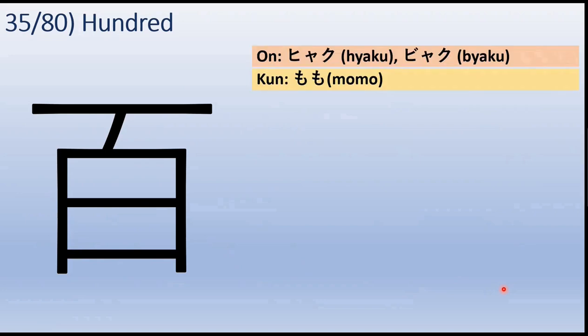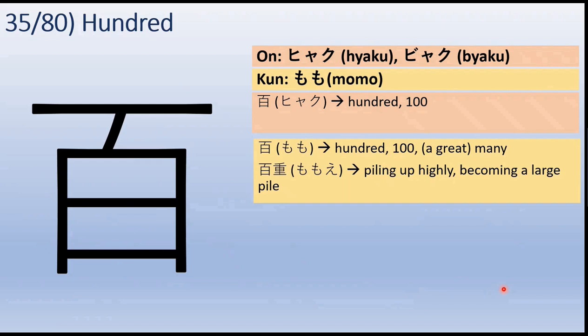In onyomi, we call it hyaku or even byaku, like if we call 300, which is san byaku. So we don't call it san hyaku, it's san byaku. So both hyaku and byaku may be used as per applicability. In kunyomi, we call it momo. So hyaku is 100. It has a simple single meaning in onyomi. In kunyomi, we have momo for 100, or it is also used to represent a large quantity, that is many. And momoe means piling up highly or becoming a large pile or heap.